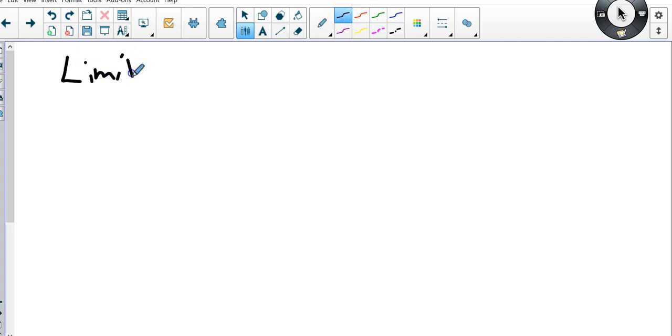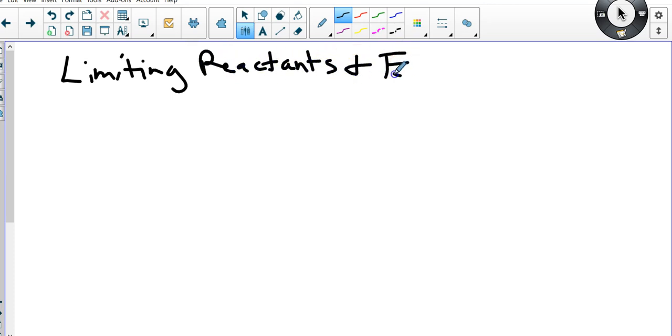Talking about limiting reactants and excess reactants. So these are going to be for the problems where it doesn't specify the other reactant is excess.